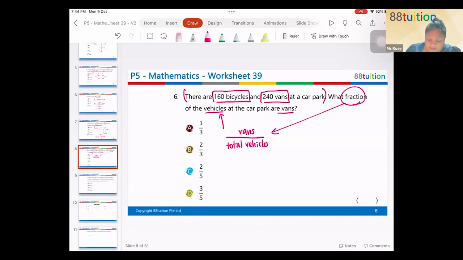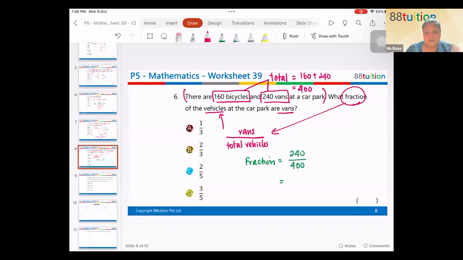Now, first I need to find the total here. So total is equal to how many? Anyone? What is the total here? Thank you, Evan. So that's 160 plus 240 to give me 400. So my fraction would be vans, which is 240 out of a total of 400.